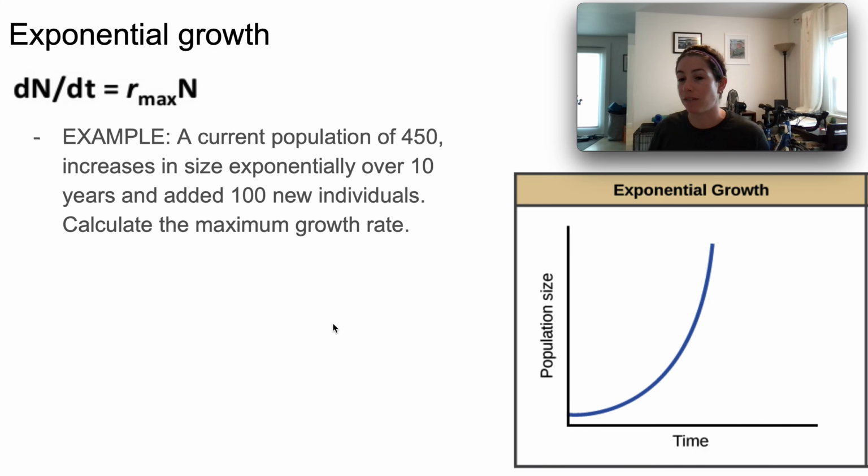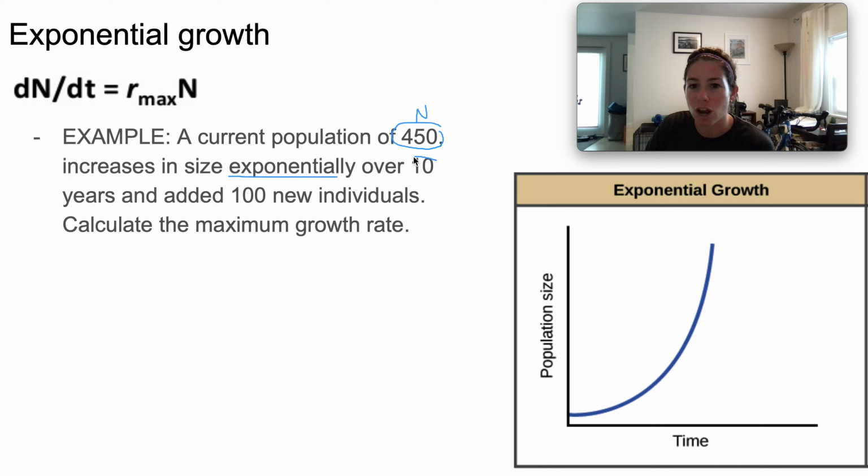So let's do an example of exponential growth. Again, our equation here is dN/dt, the change in population size divided by the change in time, it's a rate, equals our maximum growth rate r times our population size N. So if we have a current population of 450, that's going to be our N. It increases in size exponentially. That's my hint that we're going to use the exponential equation. So let's underline it because that's important.